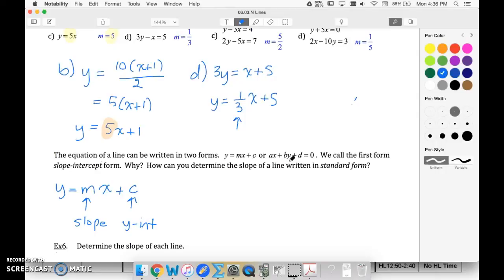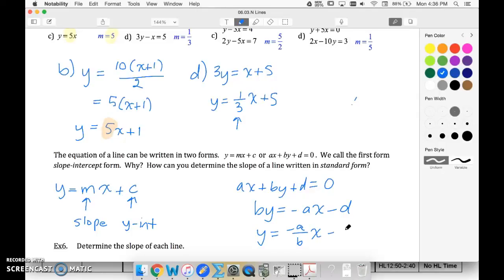If I have everything on one side with no fractions equal to 0, I call that standard form. So to determine the slope of a line written in standard form, we need to rearrange to get y by itself. So I'm going to subtract ax and subtract d. So -ax minus d, and then divide everything by b. So -a over b is going to be my slope. -d over b will give me my y-intercept. So to determine the slope of a line in standard form, I have to rearrange to make slope-intercept form.